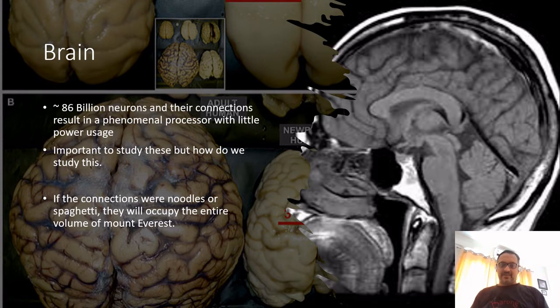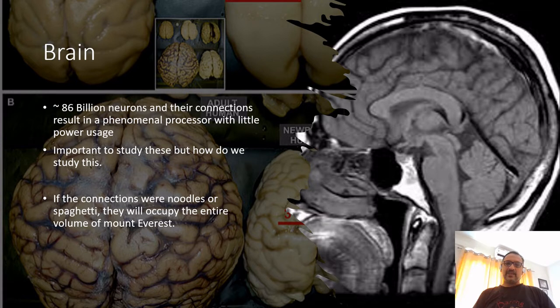So, what exactly is the brain, right? We know it is inside our heads and is involved in controlling most of our functions. The brain itself is made of neurons, which are specialized eukaryotic cells or animal cells. And we have approximately 86 billion neurons with all their connections. And this results in a phenomenal machine, if you want to call it that, a processor with very little power usage, right? So even if we build a machine that is analogous or equivalent to a brain, we always end up with the significant problem of how to power this machine, right?